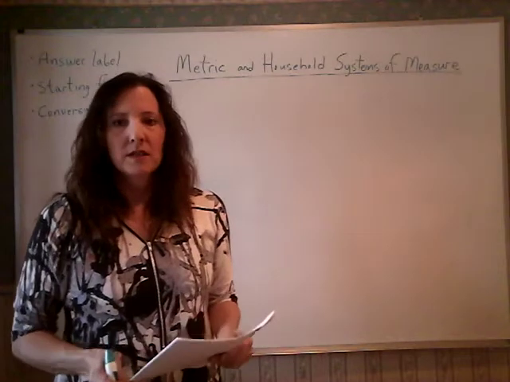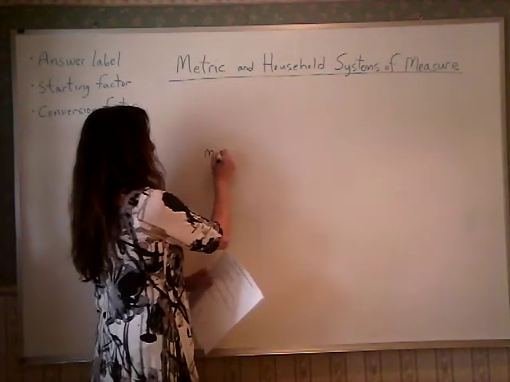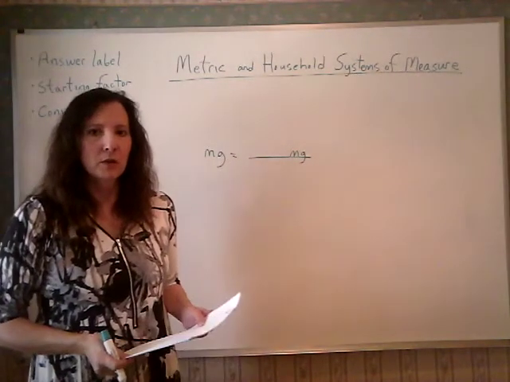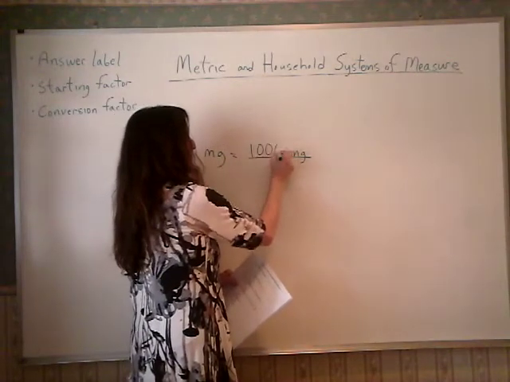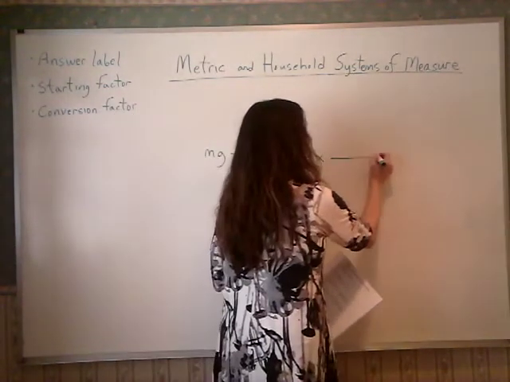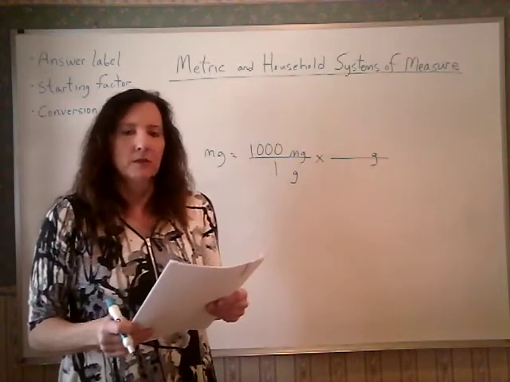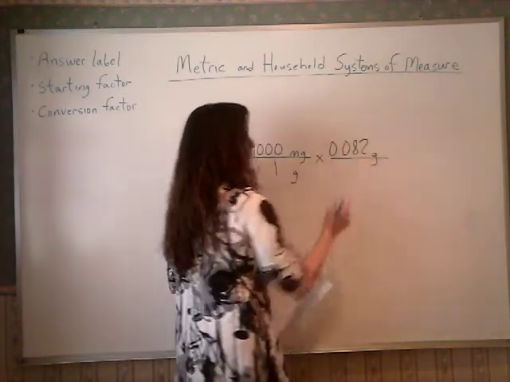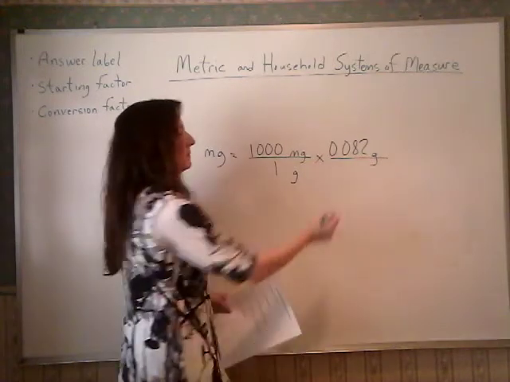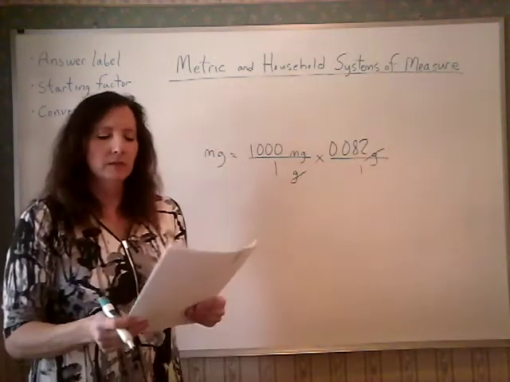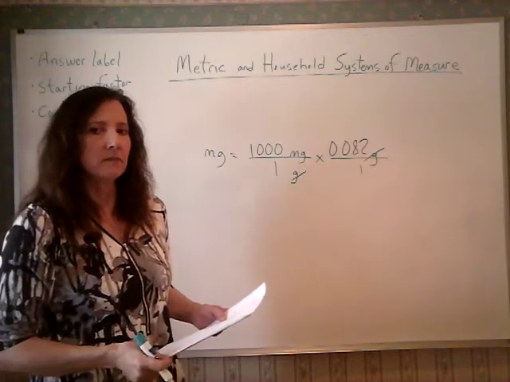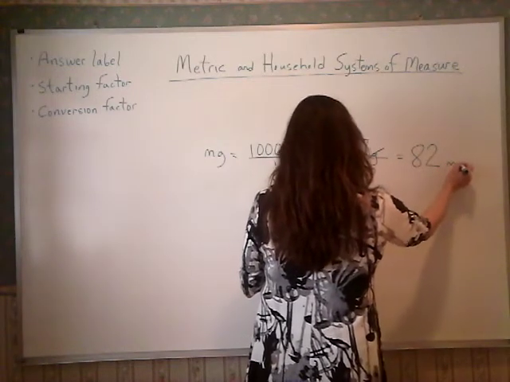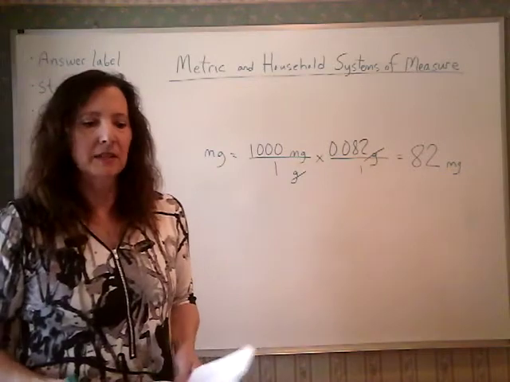Number 6, the question is how many milligrams? 1,000 milligrams per gram. We're converting from 0.082 grams over 1. Cross cancel, we have just milligrams left. Do the math. 82 milligrams.